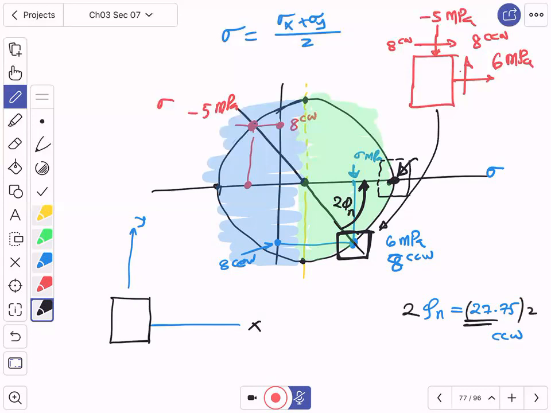Now in reality, what does this mean? It means that if I rotate the element from the horizontal, I am assuming that now I am looking at the material and the horizontal is the x axis. If I rotate it by 27.75, I will get an element right here.